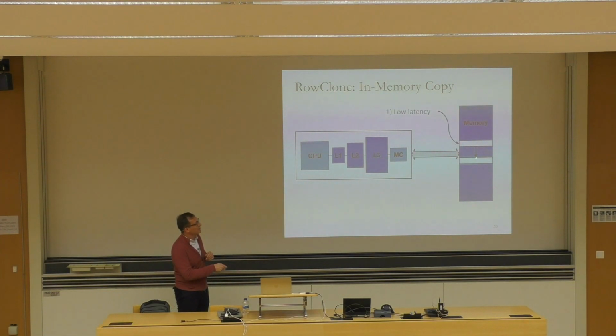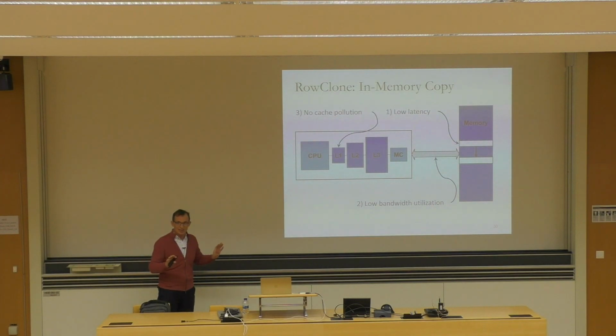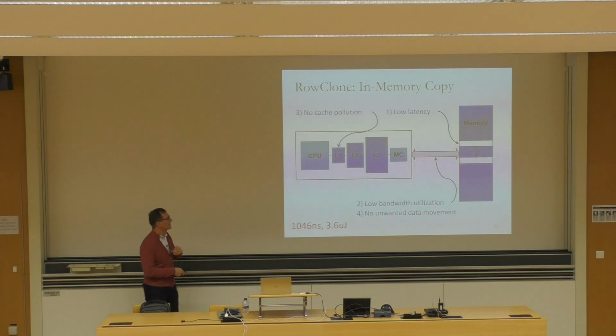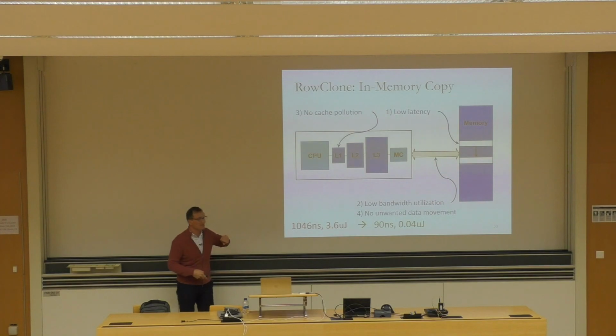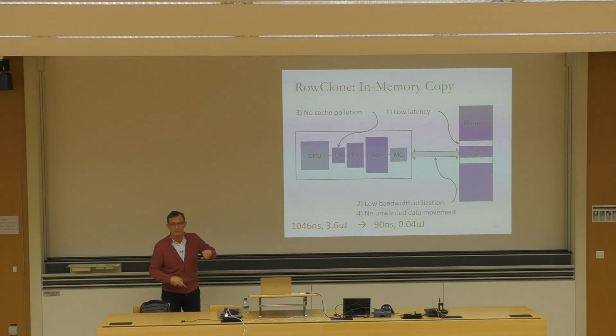The paper shows a way of doing this at low latency because you're not moving a lot of data through these interconnects, through the hierarchy. Low bandwidth utilization because you're not moving data at all. In fact, it's zero data bus bandwidth utilization. You only transfer the data that you need later on. No cache pollution in the caches, but you could eliminate that today anyway with the direct memory access mechanism. And no unwanted data movement. Again, you'll only bring the data that you need later on. And the paper provides a mechanism that reduces the 1046 nanoseconds to 90 nanoseconds and 3.6 microjoules to 0.04 microjoules.